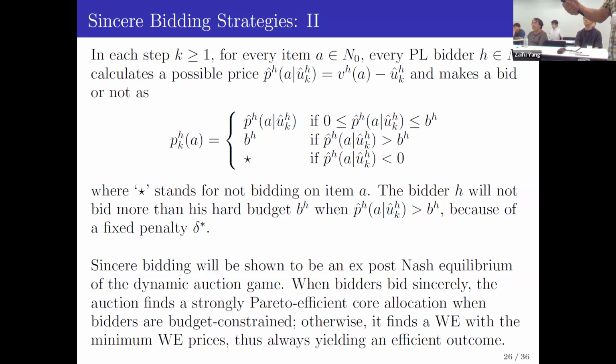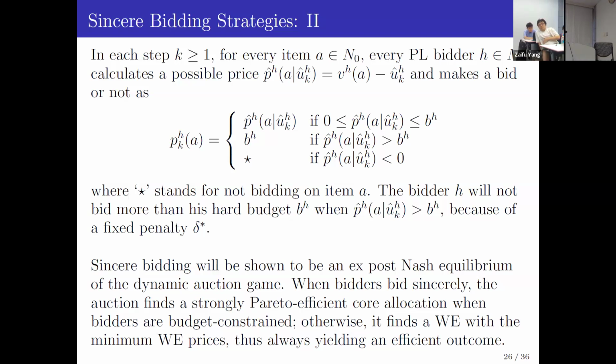Otherwise, if this price is above your budget, then you cannot pay more than your budget, so you just set this price at your budget. Then in the other case, you don't want to bid on this item because the profit is negative, so you don't want to bid on this item. So I use a star.